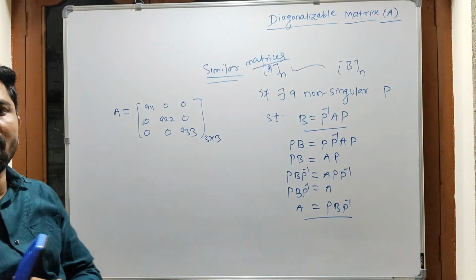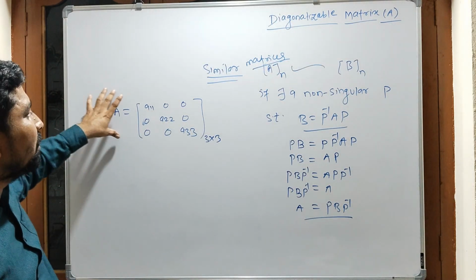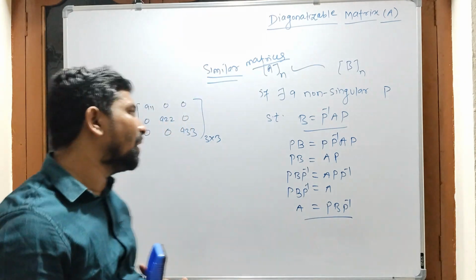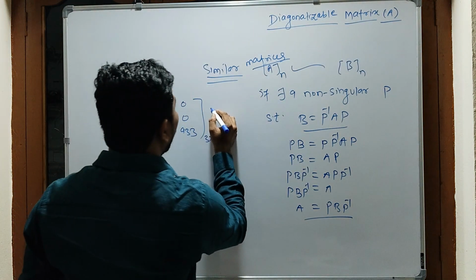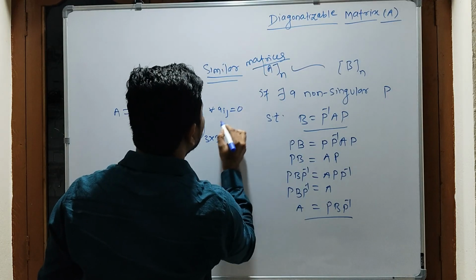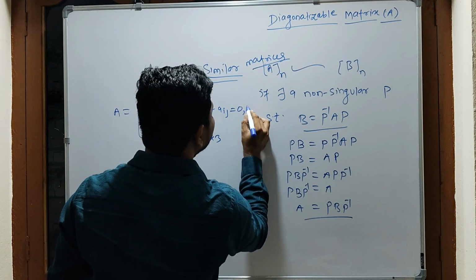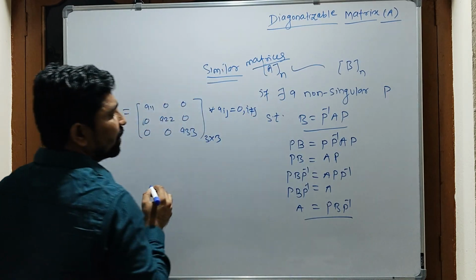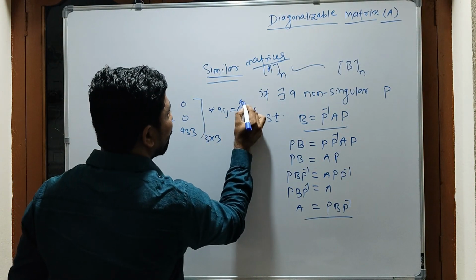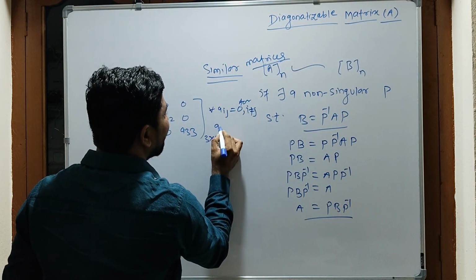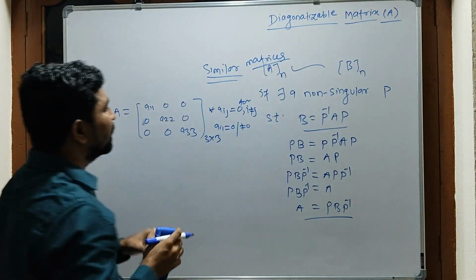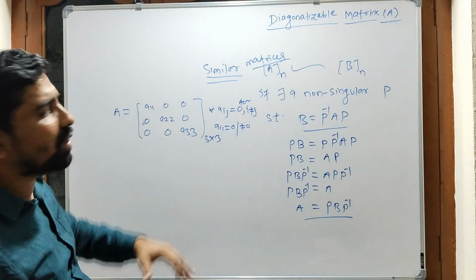The definition of a diagonal matrix says that a diagonal matrix is a matrix in which all the non-diagonal elements are 0. That means a_ij equals 0 for all i not equal to j. And the a_ii, the diagonal entries, are either 0 or non-zero.